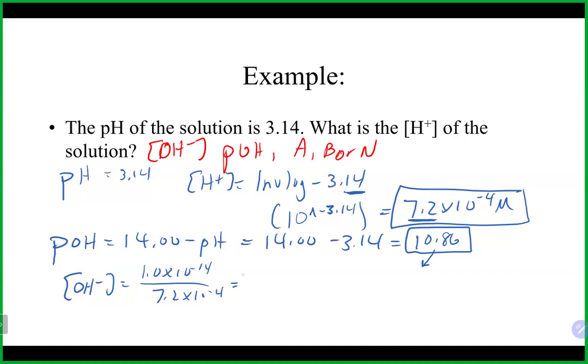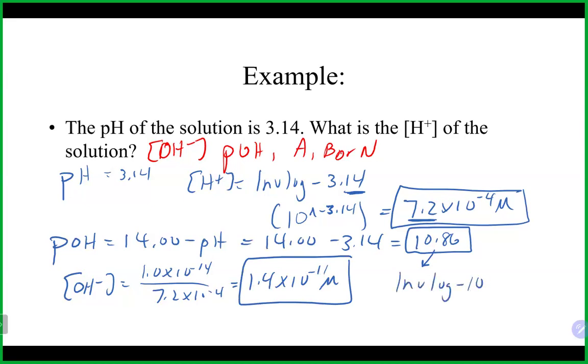And I'll get you something like 1.4 times 10 to the minus 11 molar. Again, you could also have done the inverse log of negative 10.86, and that should also get you there as well. So there's a few different ways you do it. In this case, we're looking as to whether this is acidic, basic, or neutral. This should be acidic based off of the pH here. Any questions on any of those calculations?